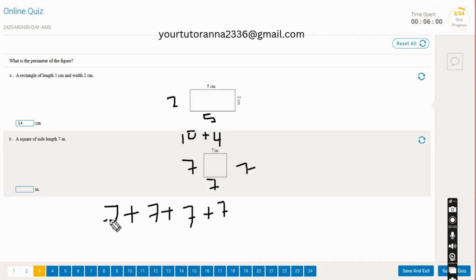That's what I always tell the students that I tutor: the more you practice how to do things faster, the more math will become easy for you. So 7 is being repeated, right? How many times is it repeating? 4 times. So we multiply 7 times 4, which is 28.